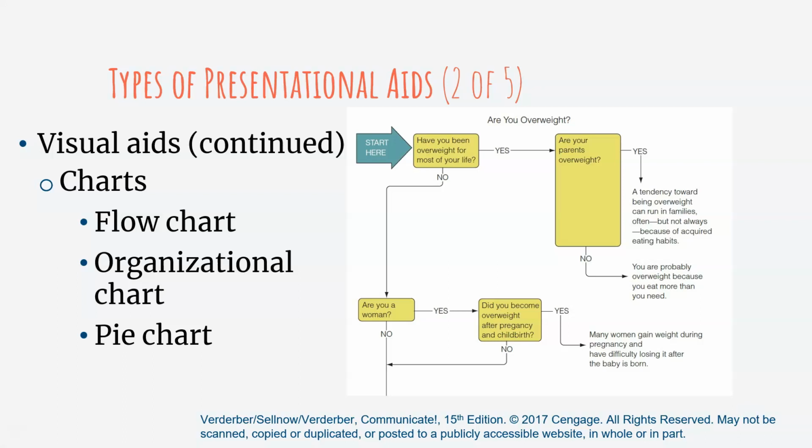Okay, you can also have charts. Charts are good visual aids. So a flow chart like this one explains a process. But if you're going to use a flow chart, don't use one that looks like this. No one in the back of the room is going to be able to read that tiny print. You want to make sure that your font is big enough and that the entire slide is large enough for people in the back of the room to see.